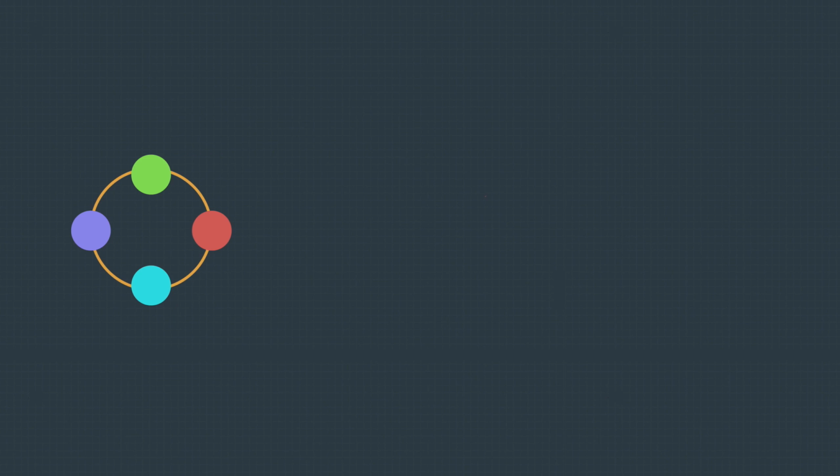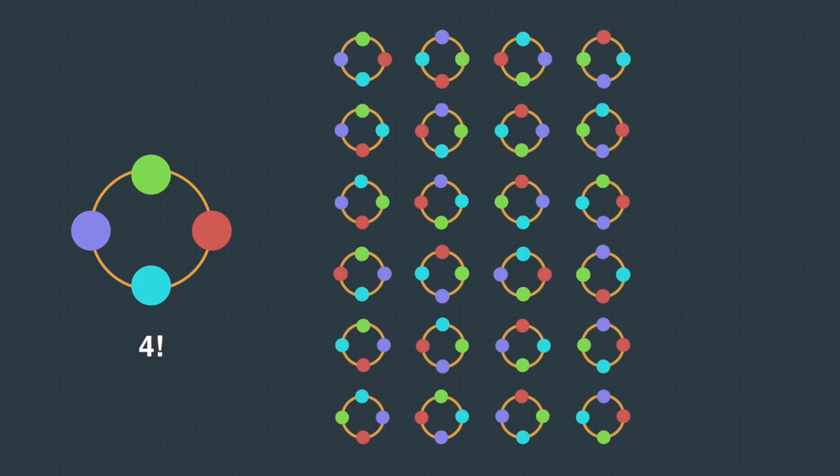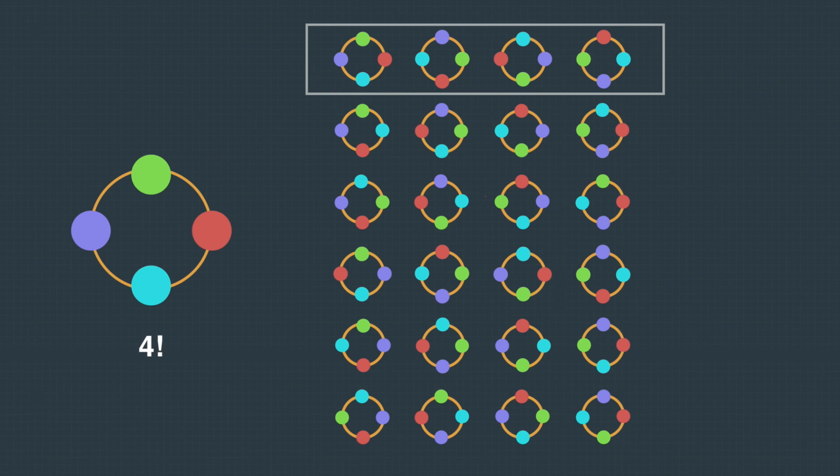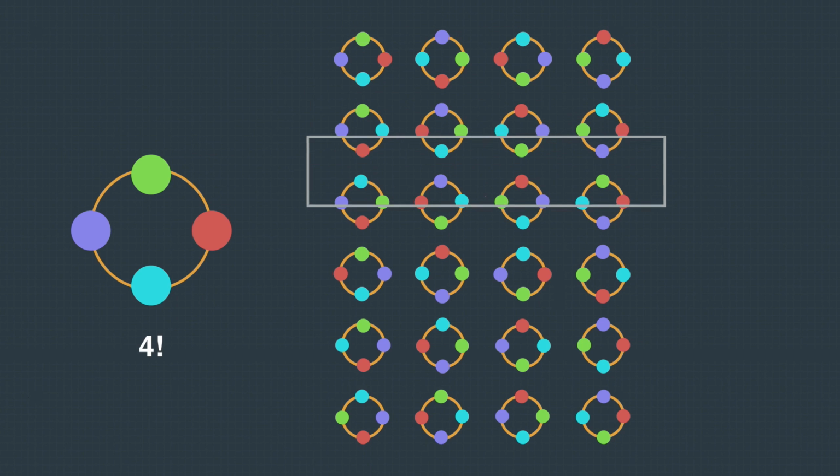If we had general four objects, directly we could have written four factorial permutations, and these could have been the arrangements. And because cyclic permutations are equivalent, we see that in the first row, the first arrangement has been rotated and therefore they are equivalent. The same with the second row, and so on.